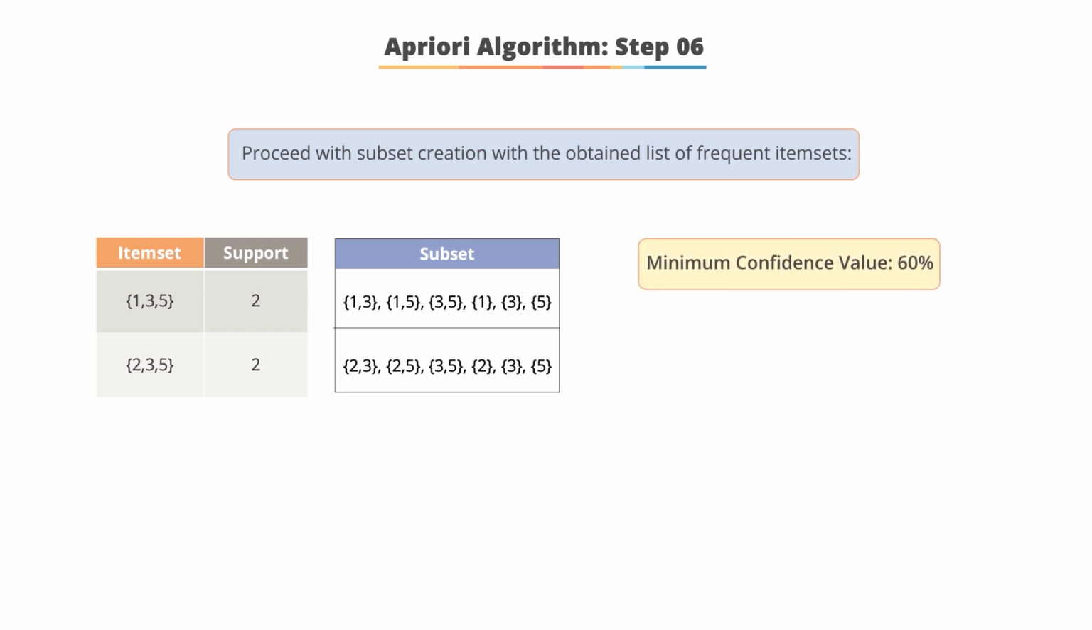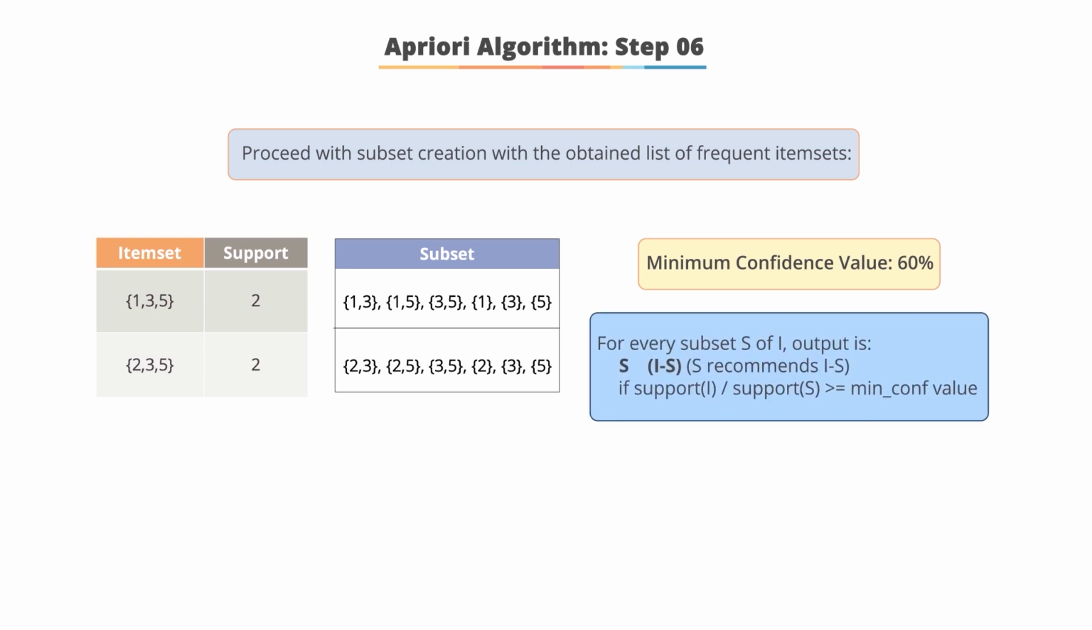Now let's assume that the minimum confidence value is 60%. For every subset S of I, you output the rule S implies I minus S, meaning S recommends I minus S, if support of I over support of S is greater than or equal to the min conf value.